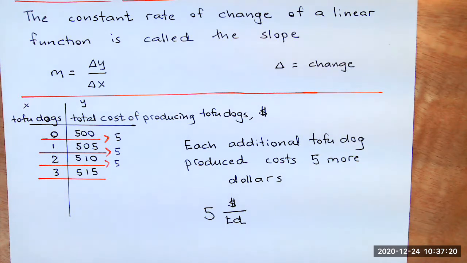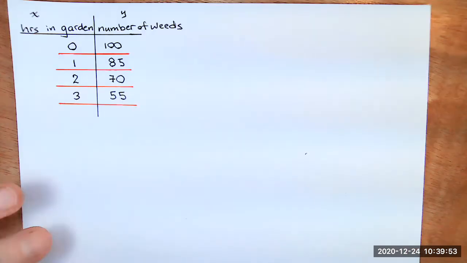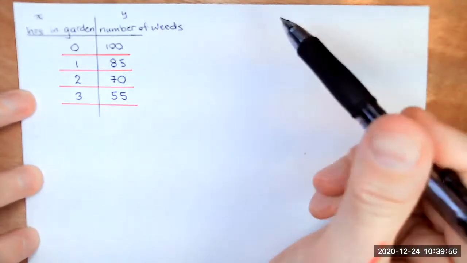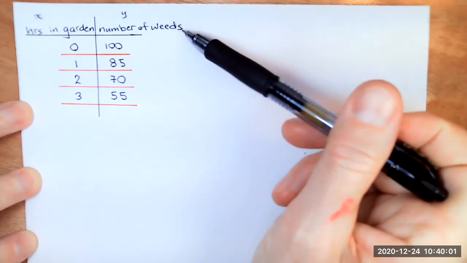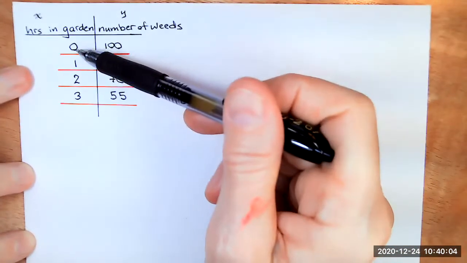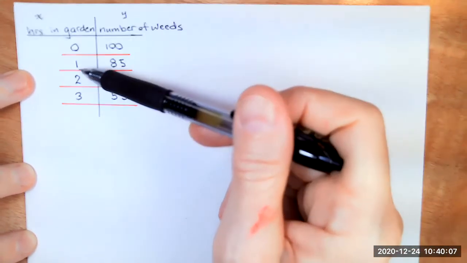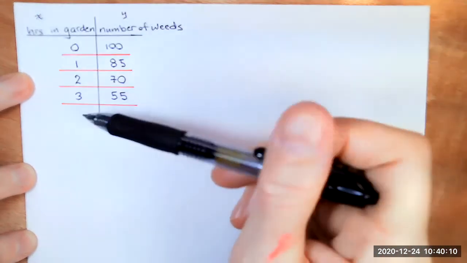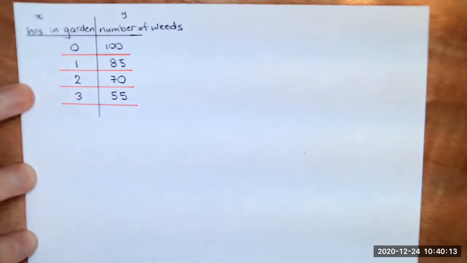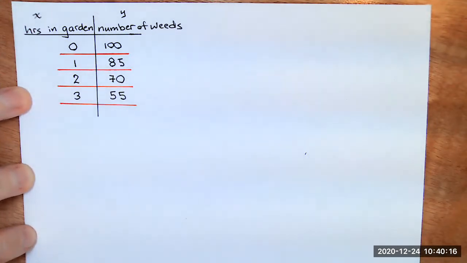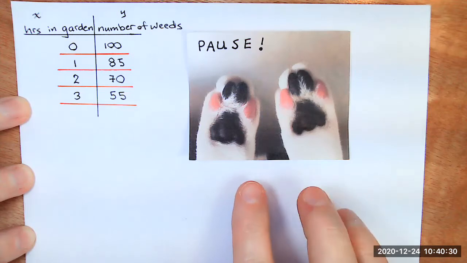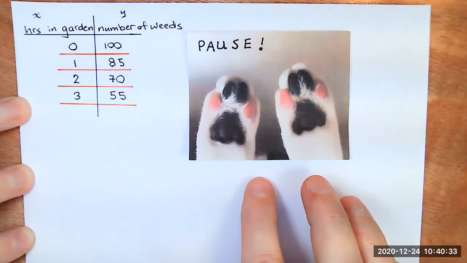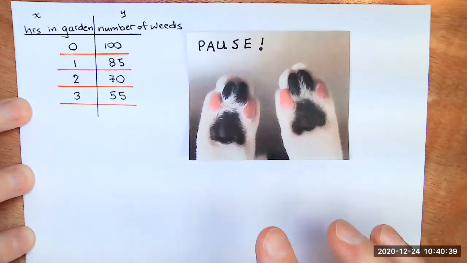Let's look at another example. All right, this example gives the number of hours that you spent in your garden weeding versus the number of weeds in the garden. So when you started out, there were 100 weeds. After 1 hour, there are 85. After 2, 70. Is this a linear function? All right, so I would hit the pause button so you can decide if it's a linear function, and then find the slope of that function and write its meaning in the form of a sentence.